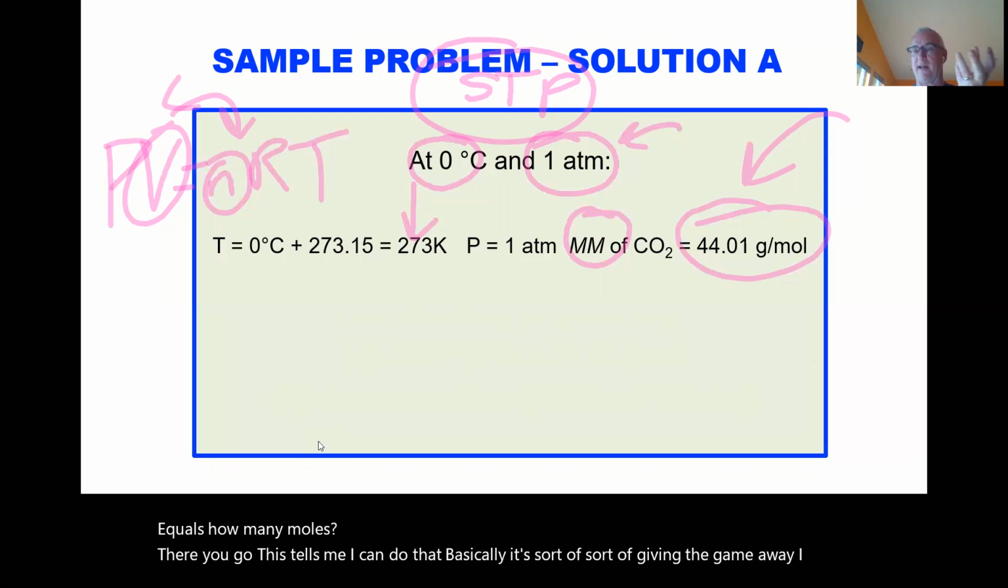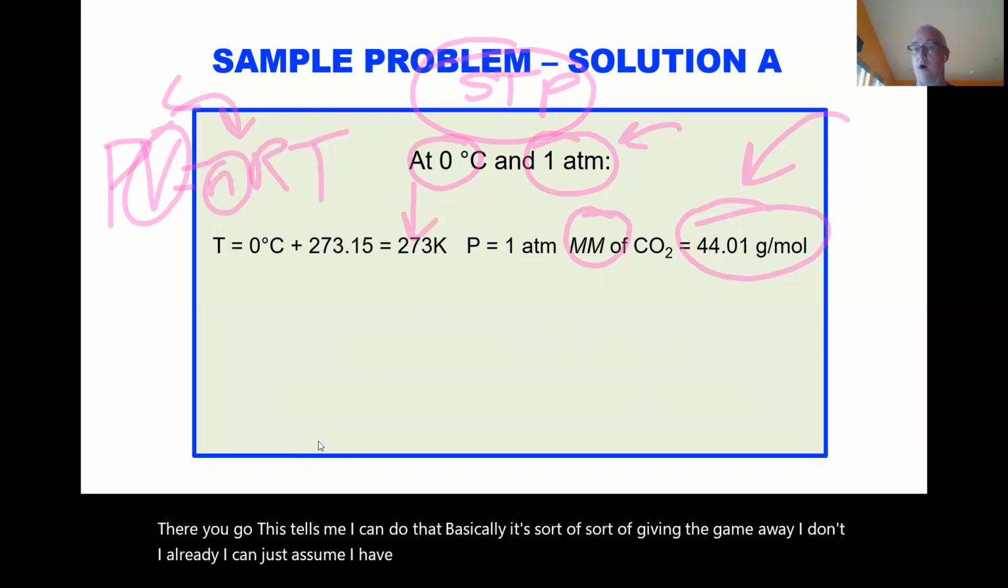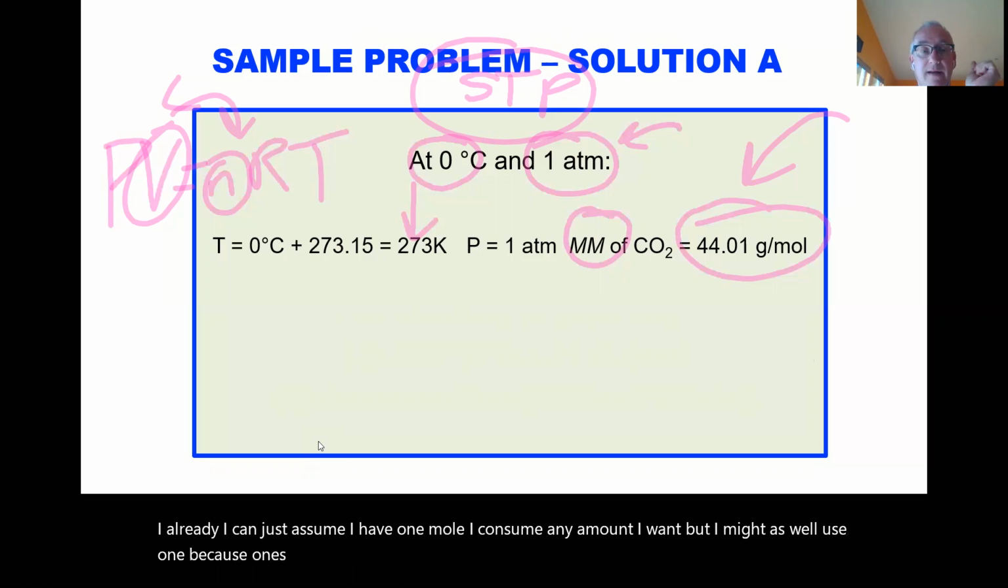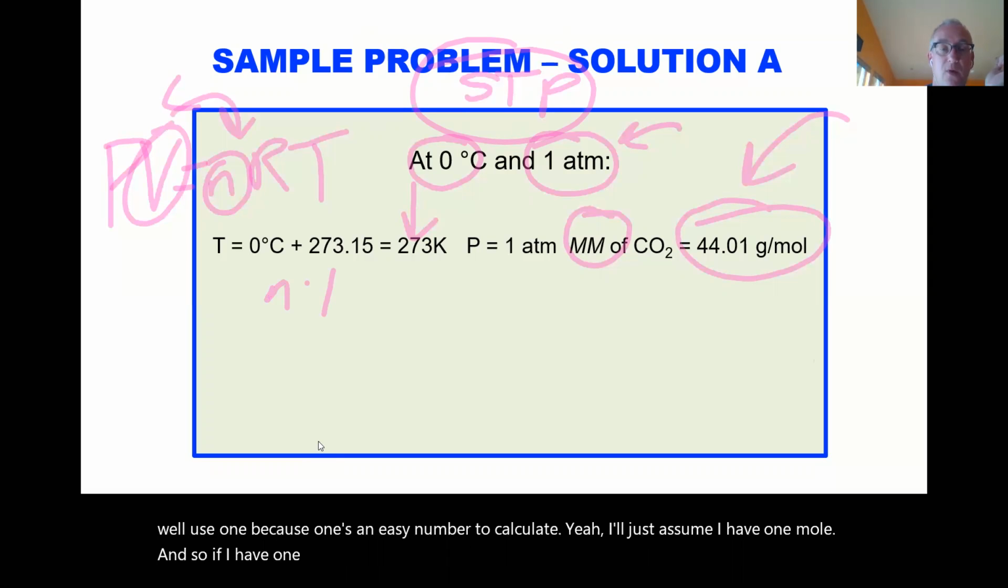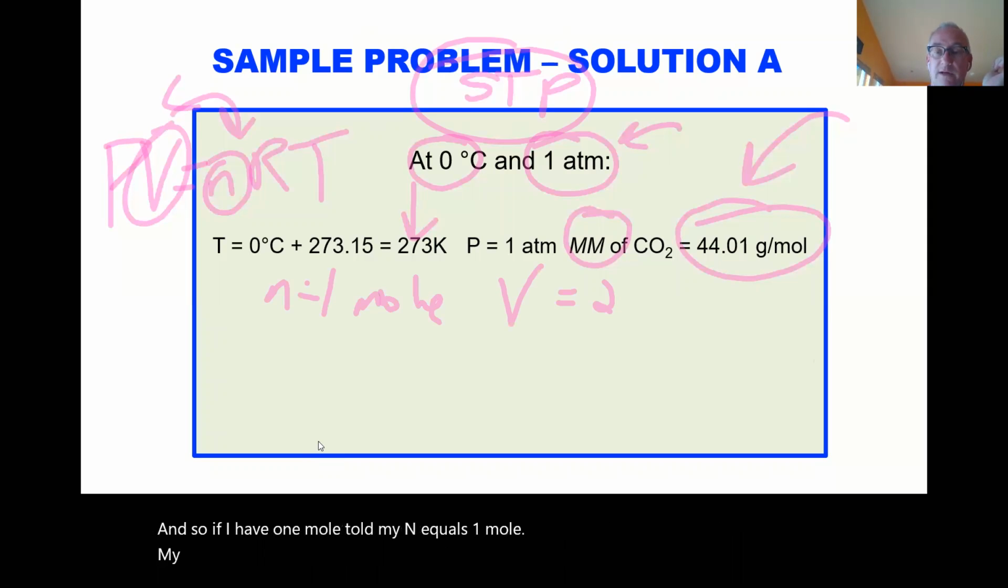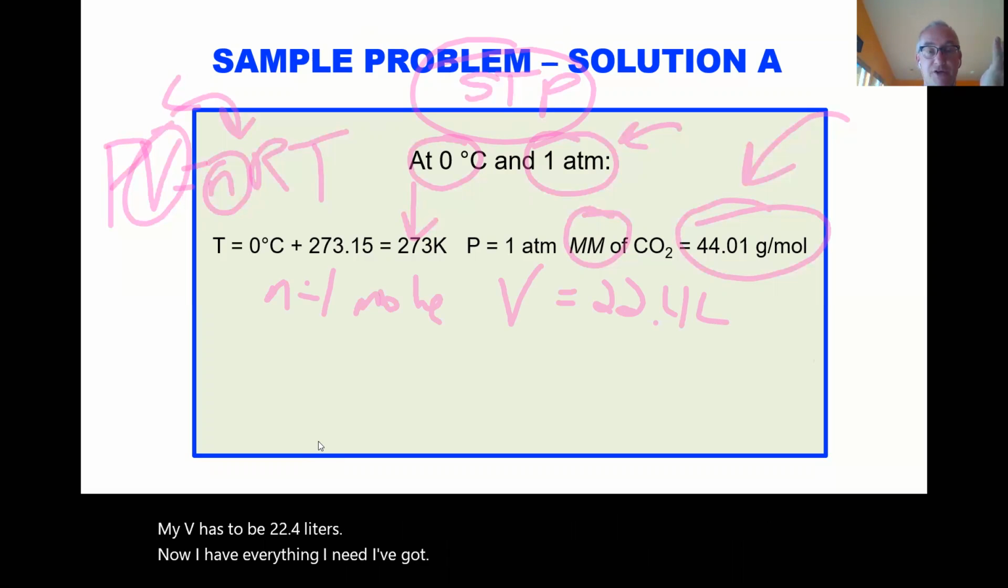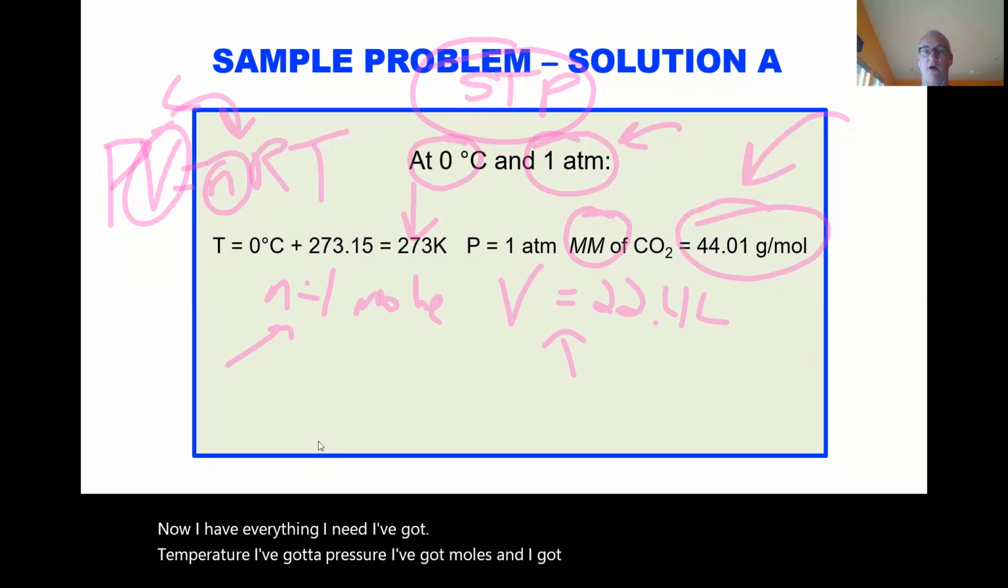I can just assume I have 1 mole. I can assume any amount I want, but I might as well use 1 because 1's an easy number to calculate. So if I have 1 mole, so my n equals 1 mole, my V has to be 22.4 liters. And now I have everything I need. I've got temperature, pressure, moles, and volume. I'm good to go.